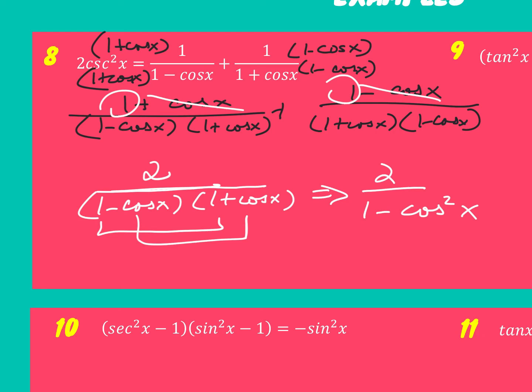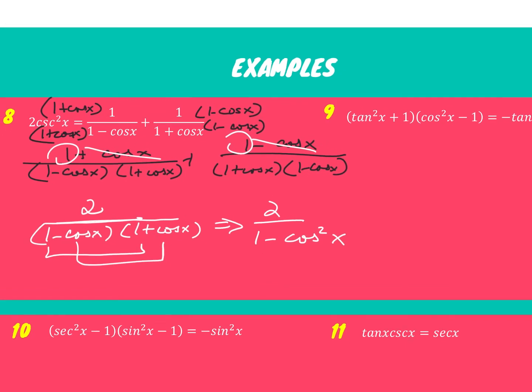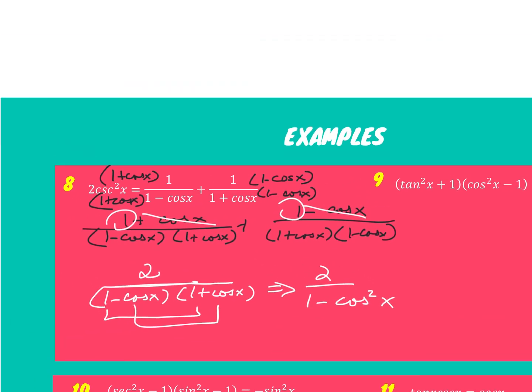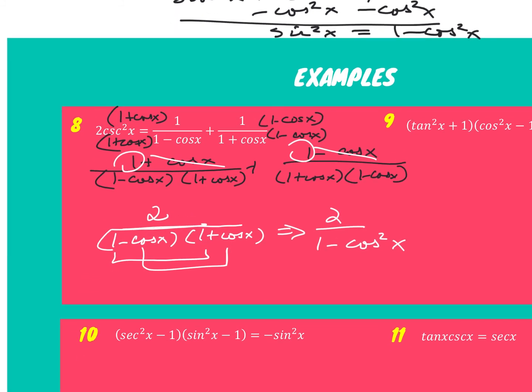Again, I'm going to use a Pythagorean identity to simplify that denominator. So again, the Pythagorean identity is sine squared x plus cosine squared x equals 1. I'm going to move the cosine over. Sine squared x equals 1 minus cosine squared x. And I get 2 over sine squared x.